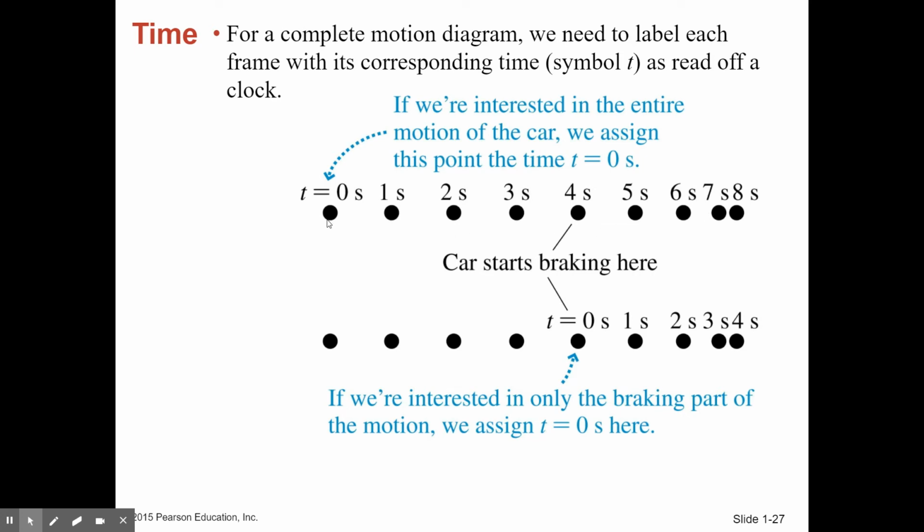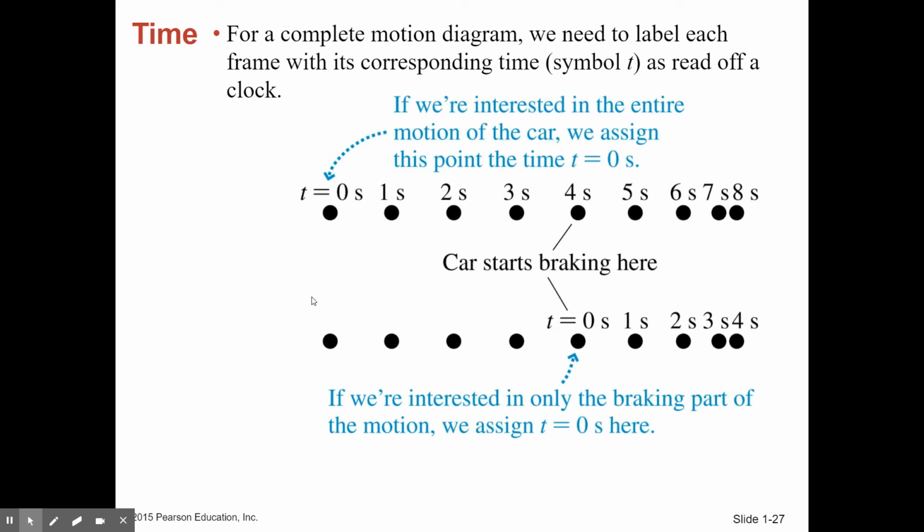If I were to ask you, what's going on from 0 to 4 seconds? You would say, it looks like the car is moving at a constant speed or constant velocity because the distance between the dots is the same, and it's every 1 second. But then from 4 to 8 seconds, the car is slowing down. What if I said I just want to analyze the car slowing down, the car coming to a stop?